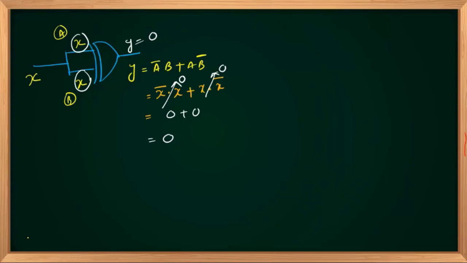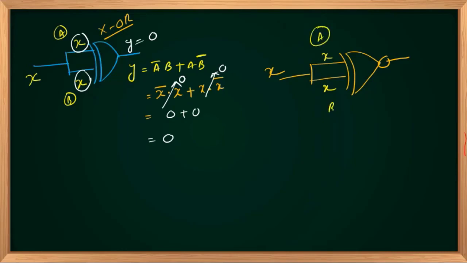So if inputs are shorted together or connected together, the output of the XOR gate will be 0, right? Similarly, if you are going for the XNOR gate with inputs connected together, let's say X and X. Let me call this the A input, this the B input. And we know that the expression was A complement B complement, that is 0 0, or A dot B, that is corresponding to 1 1.